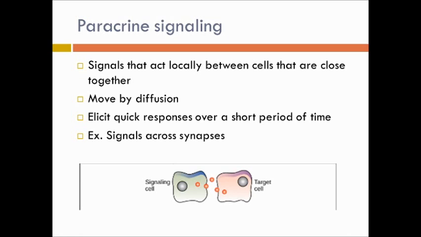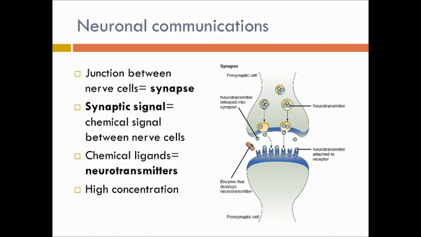An example of this is signals across synapses. So that happens within neurons. The junction between nerve cells, or neurons, is called a synapse. So the synaptic signal then would be the chemical signal between the nerve cells. The ligands that are performing this chemical signal are called neurotransmitters.